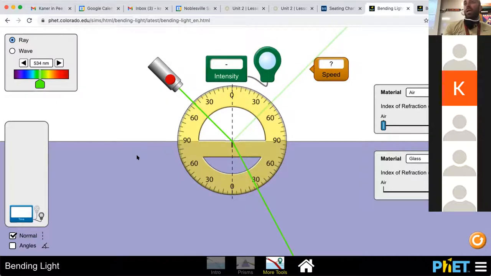On Wednesday during the e-learning day, we will not have any required Zoom session or anything like that. Instead, if you have questions on either this PhET simulation or on the Snell's Law packet, office hours are 12 to 2. Check in with me if you have any questions along the way.